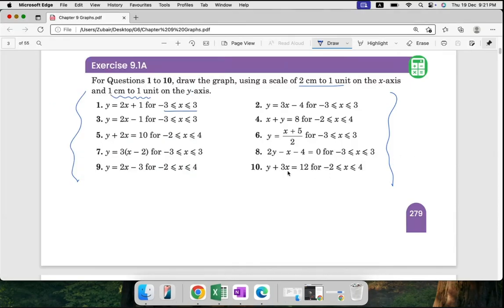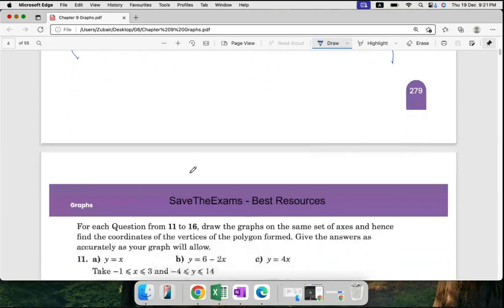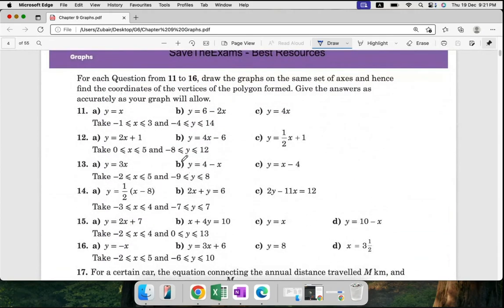Written practice drawing of graphs is necessary for this section, this chapter. Okay. For each question from 11 to 16, draw the graph on the same set of axes and hence find the coordinates of the vertices of the polygon formed. Give the answers as accurately as your graph will allow.